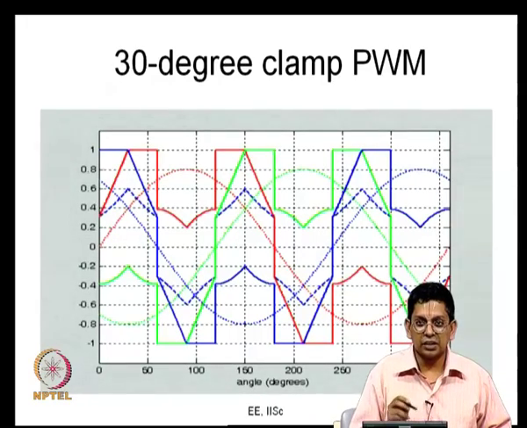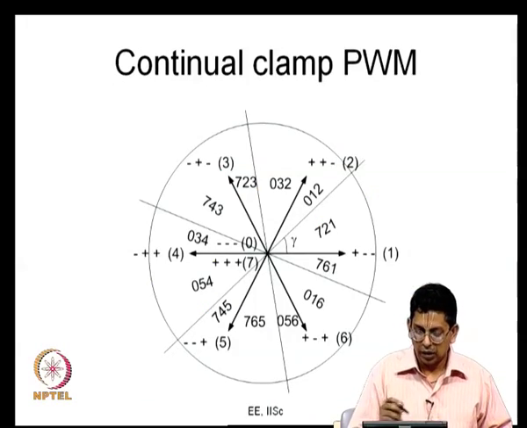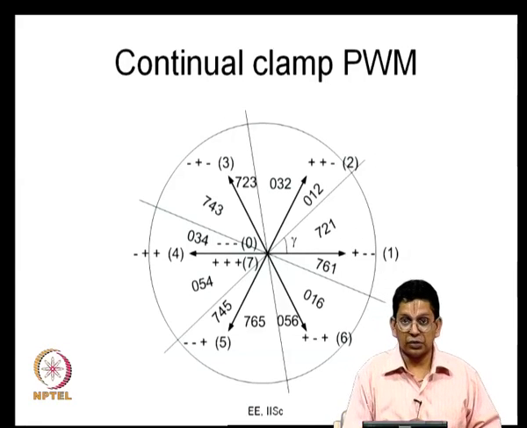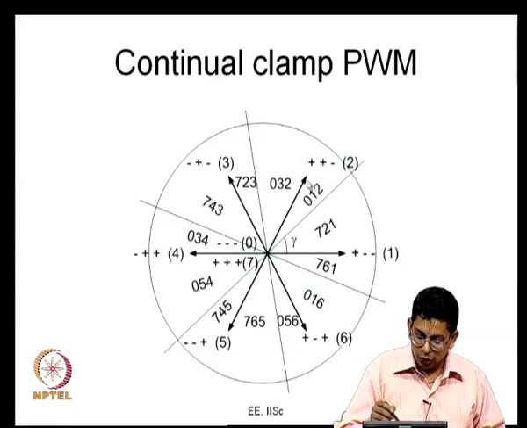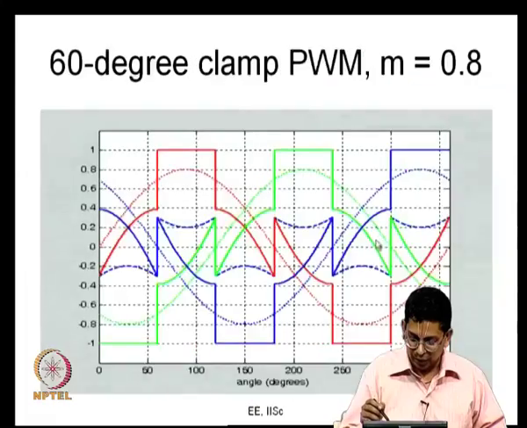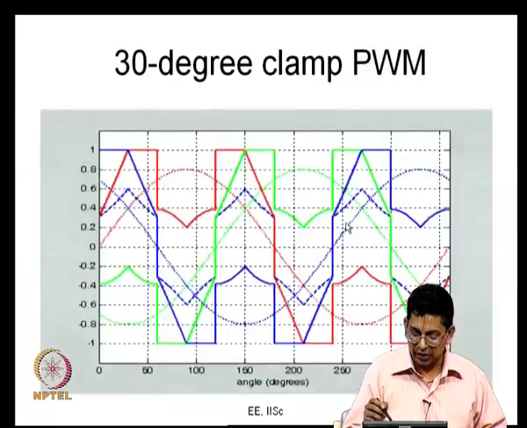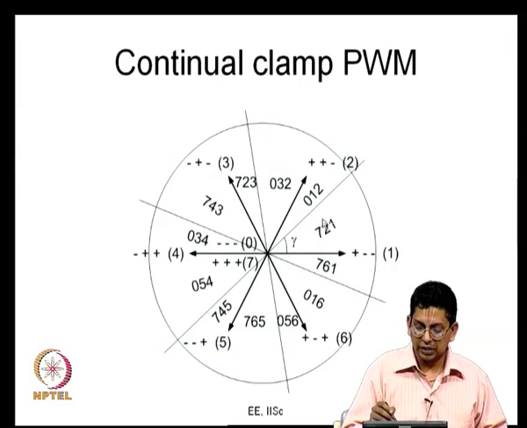This 60 degree and 30 degree are special cases now. Continual clamp is a general case of our earlier 60 degree clamp. Earlier from 721 to 012 we changed exactly at the middle of the sector. Now, it does not have to be at the middle of the sector, it is at a certain angle gamma.